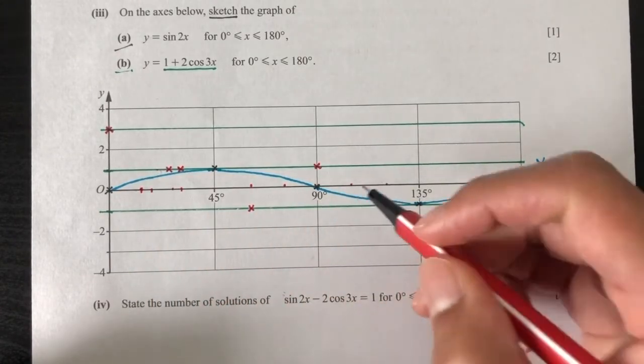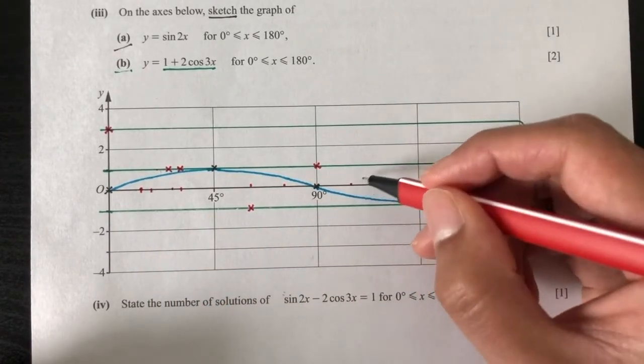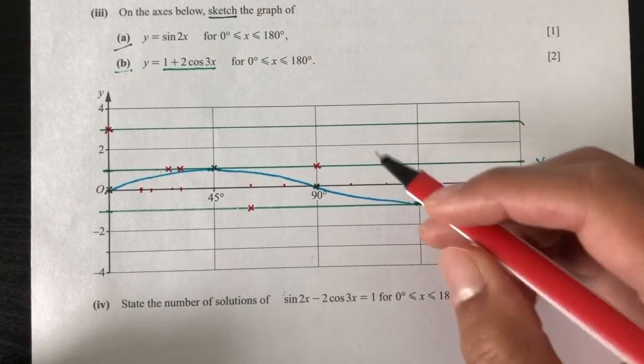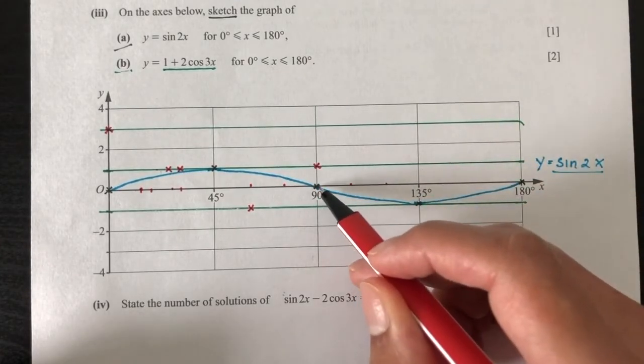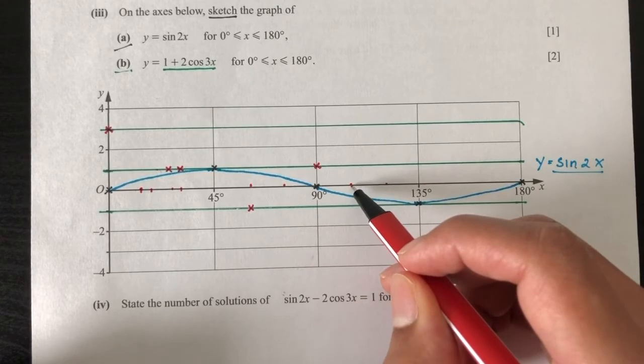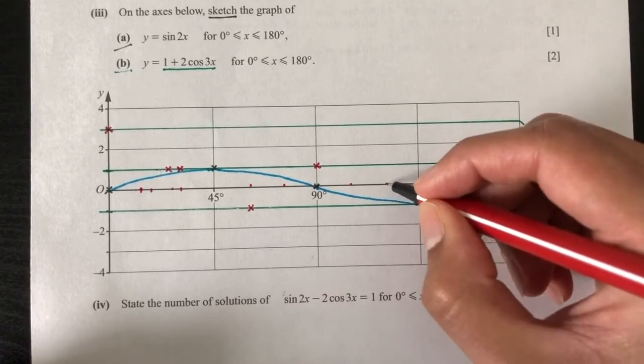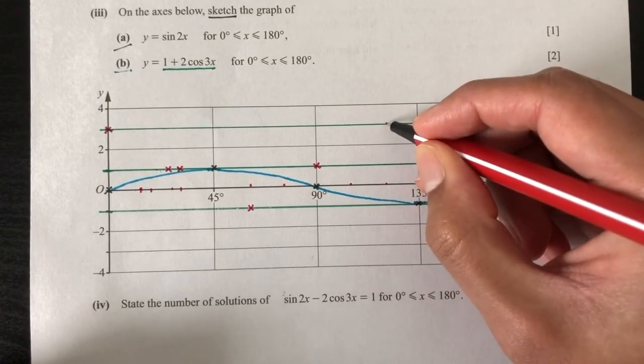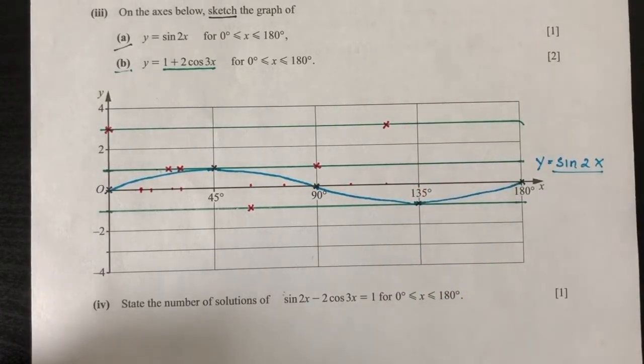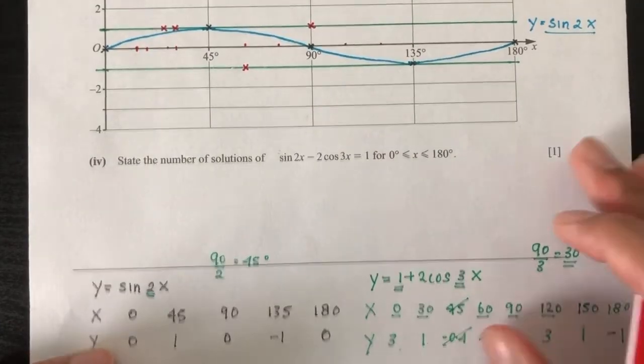So 120, that will be about. Here we have 90 plus 15. So 105 plus 15, 120. 120 will be 3. 3 will be about on this line. And then the next one is 150, that will be 1.